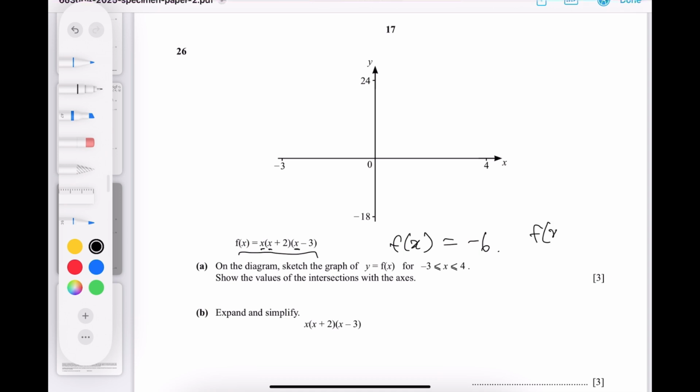And when f of x is equal to 0, again we have the product rule. One of these brackets must be equal to 0. So x is equal to 0 is a root over here. Or x is equal to negative 2, that's another intercept. Or finally, x is equal to 3 here, so that the overall product is 0.